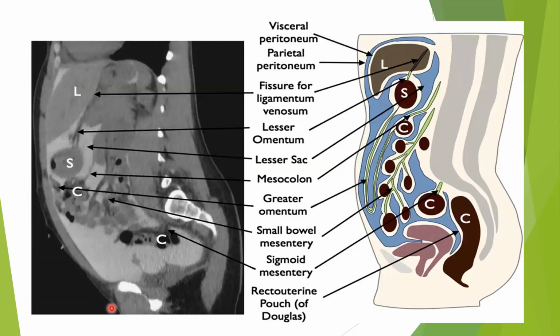This is a sagittal CT scan showing us the liver, and this is the fissure for ligamentum venosum, and this is the lesser omentum between the lesser curvature of the stomach and the fissure for ligamentum venosum. And this is the area of the lesser sac. This is the colon. This is the greater omentum. This is the mesocolon. And this is the small bowel mesentery.